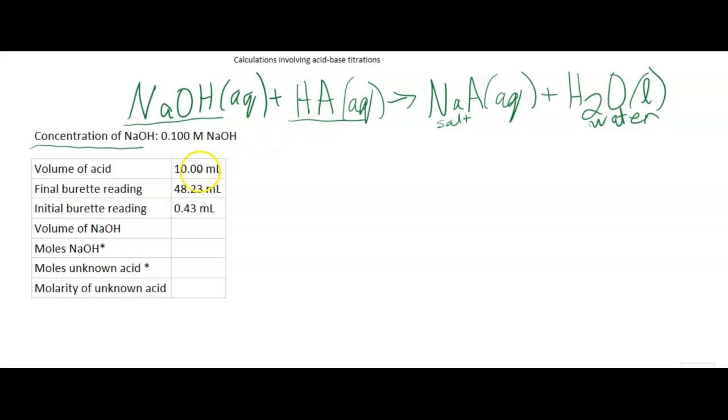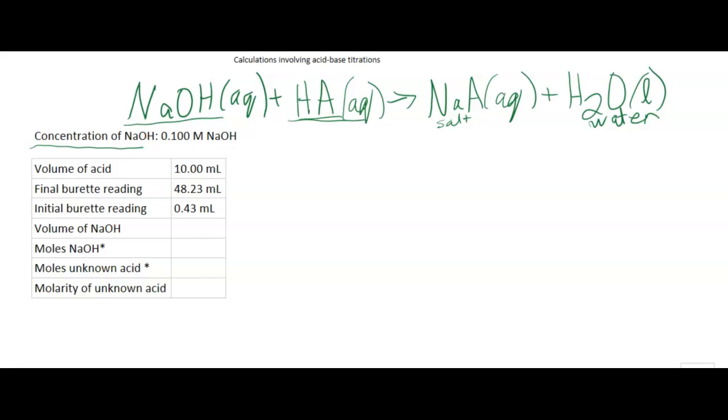So let's say I performed my titration using 10 milliliters of my acid from a pipette. It's a volumetric pipette. So I record my volume, 10.00 milliliters. I've got my final burette reading, I've got my initial burette reading. So now I need to find my volume of NaOH. It's going to be my final burette reading minus my initial burette reading. Do make sure that you are subtracting the smaller number from the bigger number.